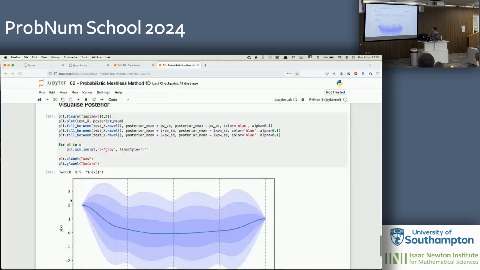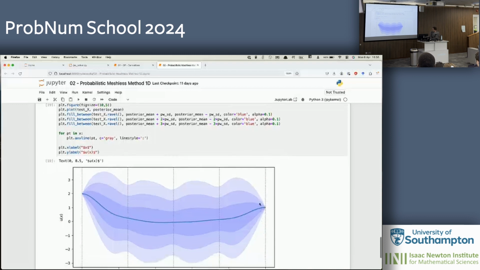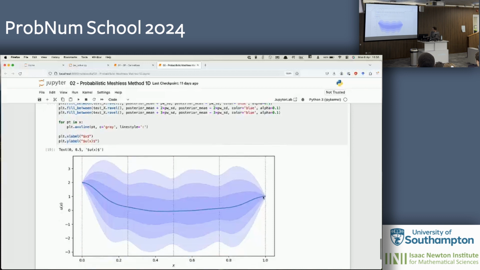So I can visualize that posterior mean and covariance, and I get this sort of wobbly looking function here, which we can see clearly satisfies the boundary conditions. At x is 1, the function is passing through 1, and at x is 0, it's passing through 2. That's because at those 2 points, this is literally just GP regression. So of course it passes through those points, and of course it has no uncertainty at those points.